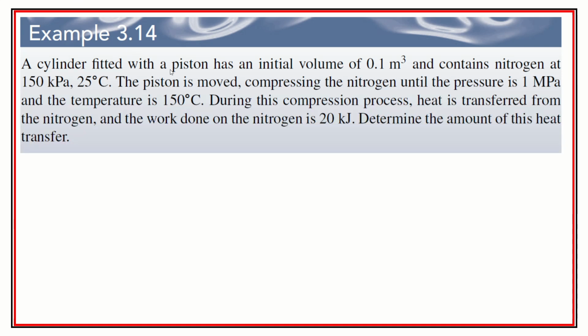A cylinder fitted with a piston has an initial volume of 0.1 cubic meters and contains nitrogen at 150 kilopascals, 25 degrees Celsius. The piston is moved, compressing the nitrogen until the pressure is 1 megapascal and the temperature is 150 degrees Celsius. During this compression process, heat is transferred from the nitrogen, and the work done on the nitrogen is 20 kilojoules. Determine the amount of this heat transfer.